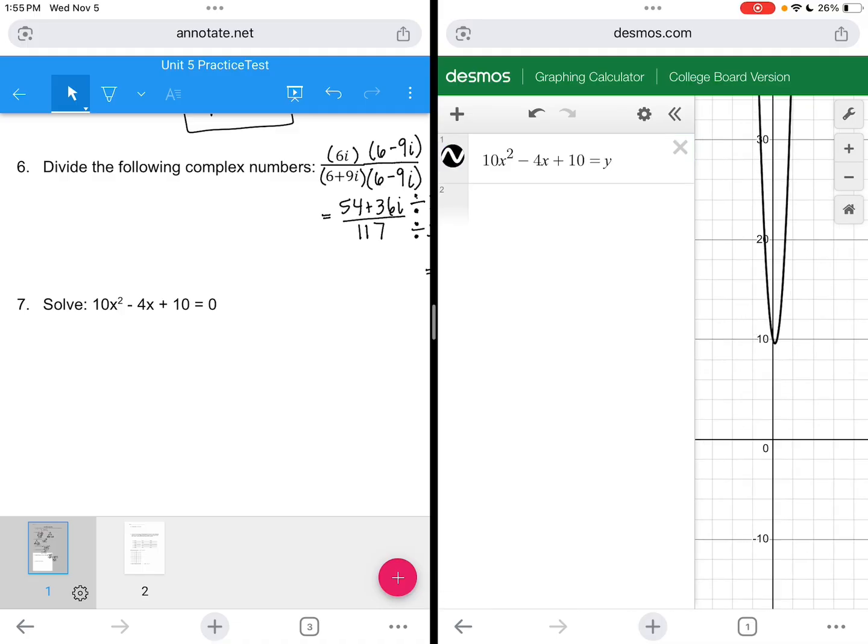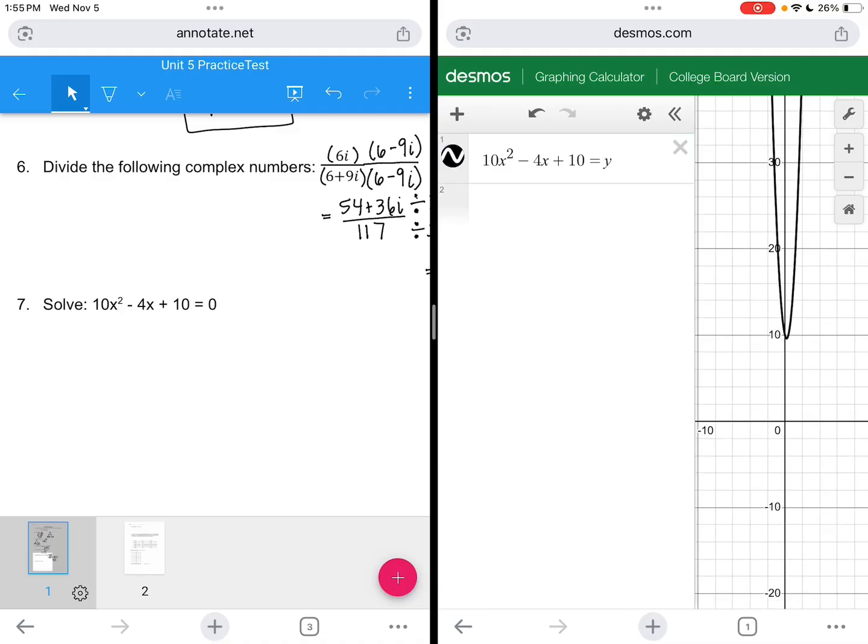Okay. There are no x-intercepts, which means I am going to get an imaginary solution. So this one will have to use the quadratic formula. It's already set equal to 0, so I can say that a is 10, b is -4, and c is 10.